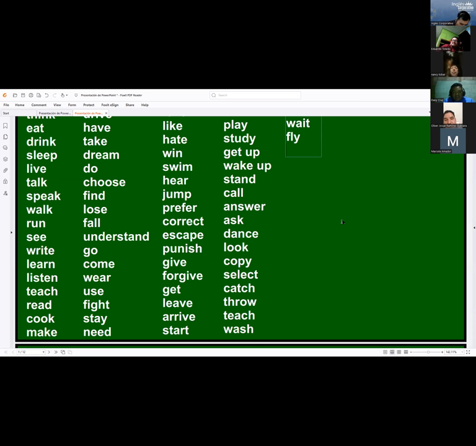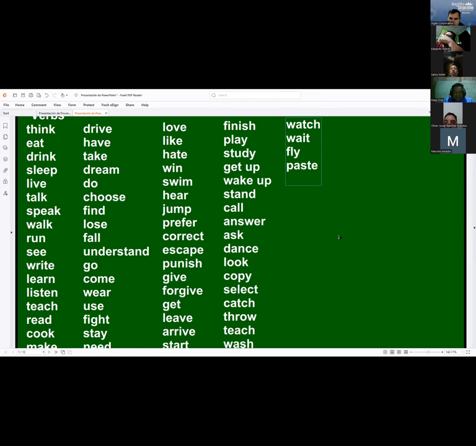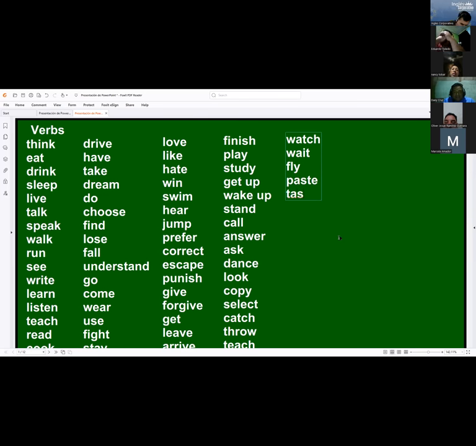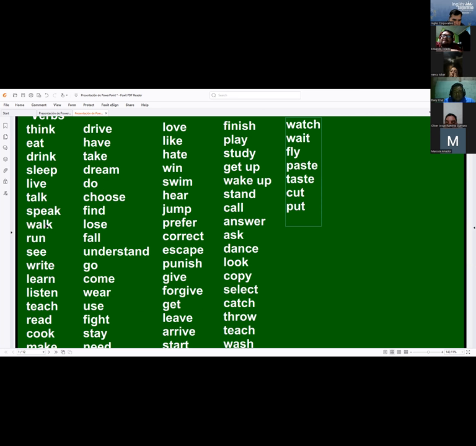Paste. Copy and paste. Exactly. Save. Cut. Walk, we have here. Smell. Taste, we have taste. We have see. We have smell, see.